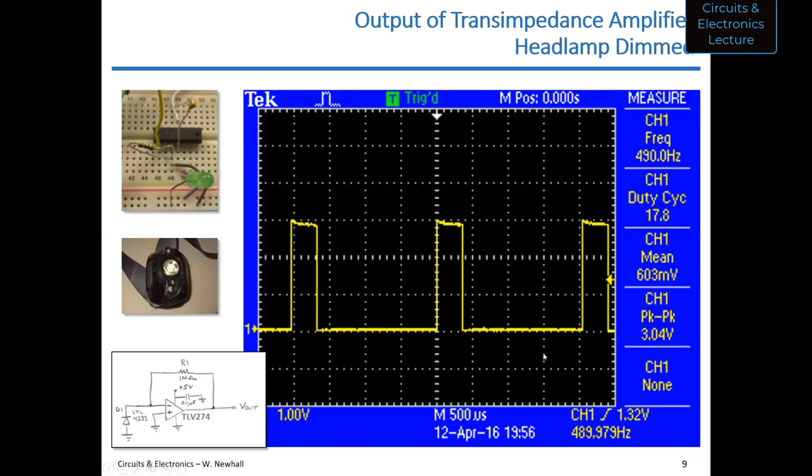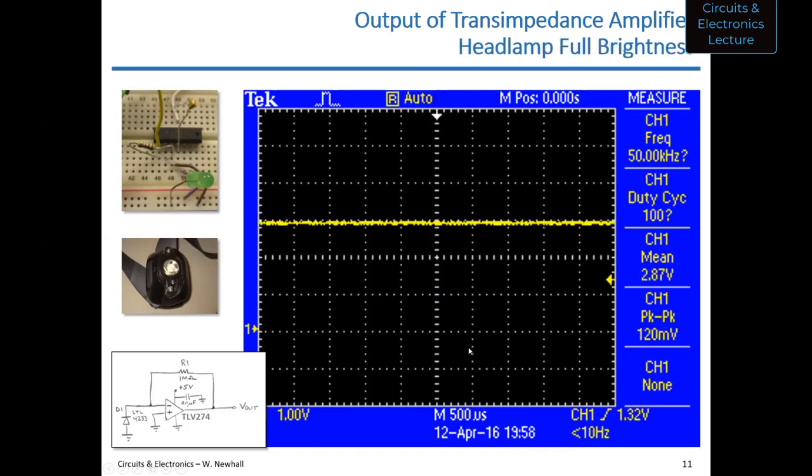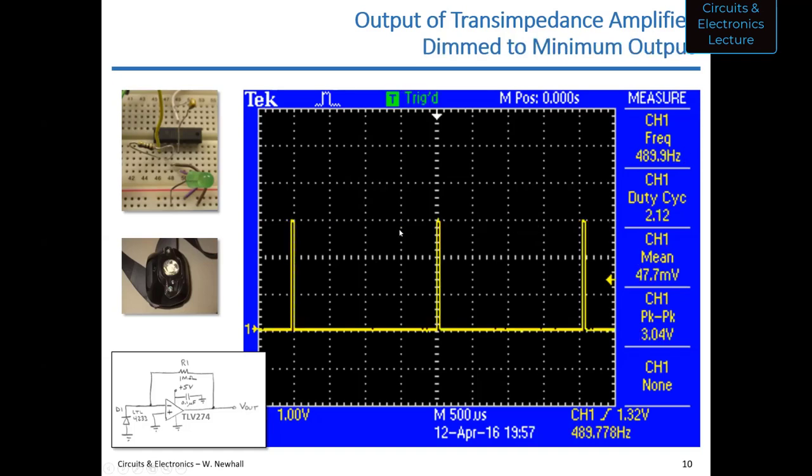Again, implementing just what we talked about in class and what you experimented with in lab. And finally, I think this was the dimmest setting I could get to. I got down to about a 2% duty cycle, really dim light, but yet the same frequency, this 490 hertz. And then I went to full brightness, and at full brightness, 100% duty cycle. So the headlamp doesn't turn on at full brightness. That was interesting.